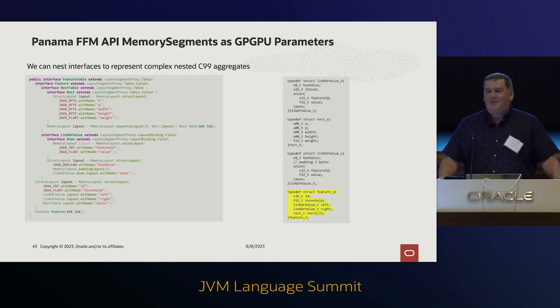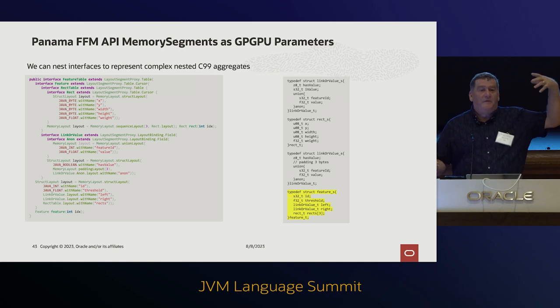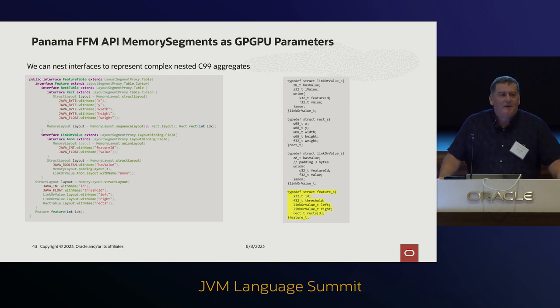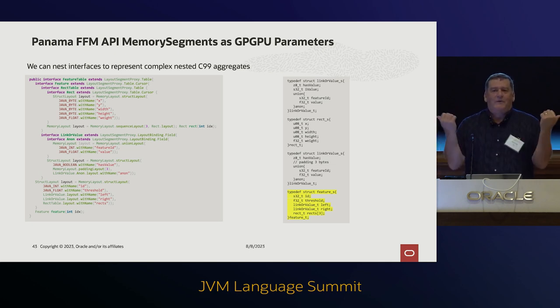So this is a lot of code. This is actually a real nested thing. I can nest these interfaces all the way down. This is actually a table of features for a HAAR cascade face detector. Each of the features contains three rectangles, and it also contains two unions, which are going to point to left and right nodes or point to left and right values. These are all just nested interfaces.